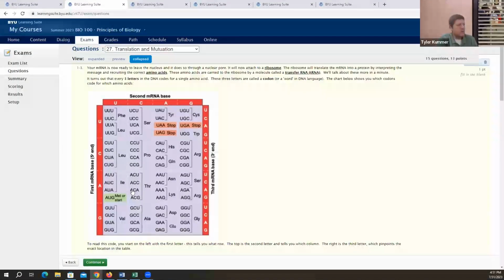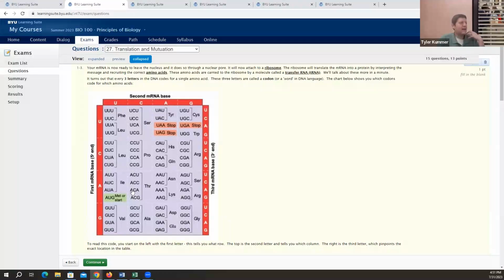So if AUG is the codon, the tRNA will have on it UAC, the complement to AUG. UAC tRNA will only ever pick up methionine. And that is what allows for that chemistry to make sure that we get the right amino acid for the codon. Now, I want you to understand that's how it works, how the codons and anticodons work together to get the right amino acid there.